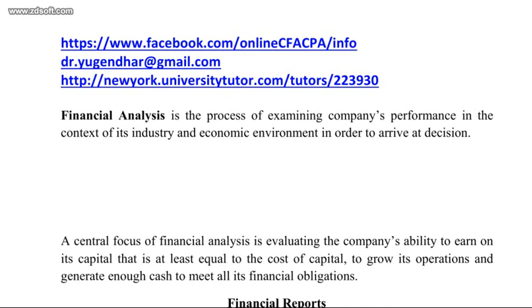Financial analysis is a very simple process of examining the company's financial performance and financial stability in an economy. The basic intention of financial analysis is to make decisions. After analysis is done, the analyzed data will be helpful to the interested parties.